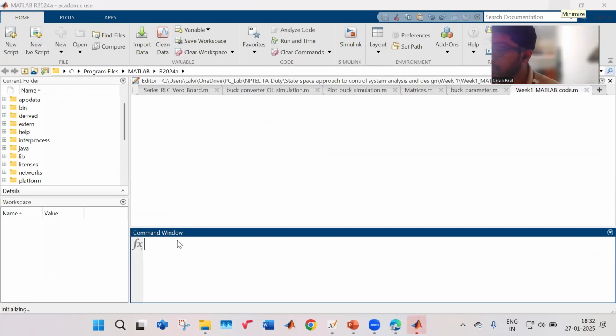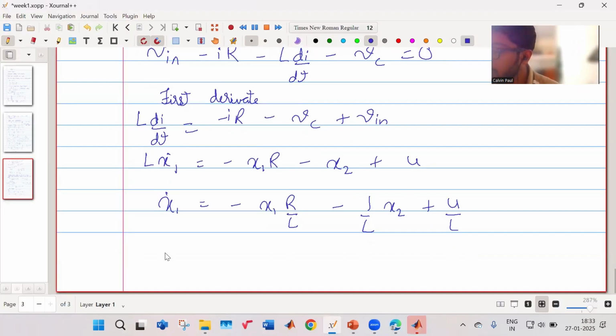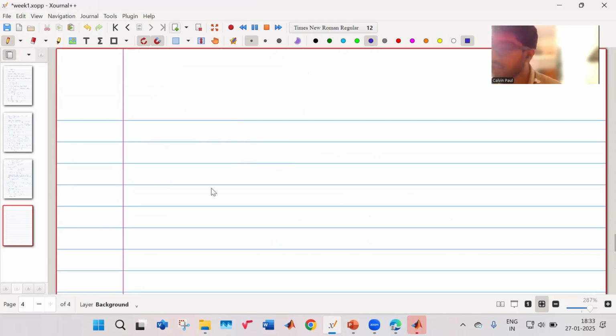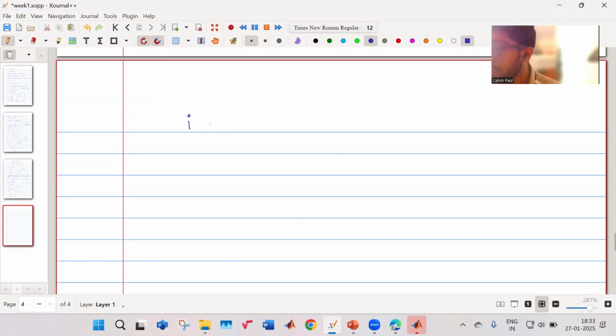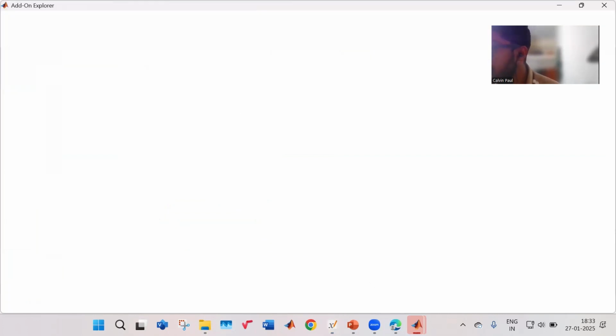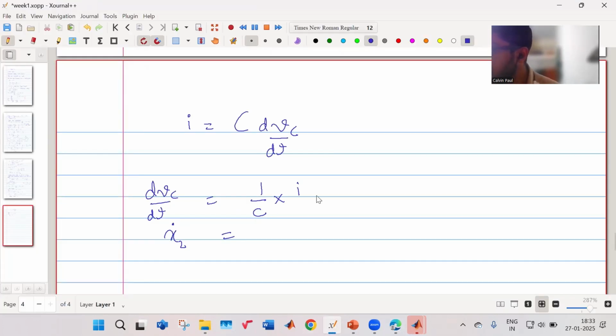Okay. And the next set of equations, we want to find the voltage across the capacitor. So we know the current is equal to C dVc by dt, right? So my dVc by dt is actually 1 by C into I. So this actually is my x2 dot, sorry, x2 dot is actually 1 by C into x1.